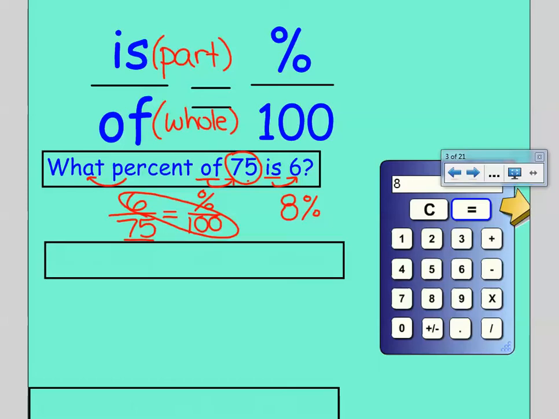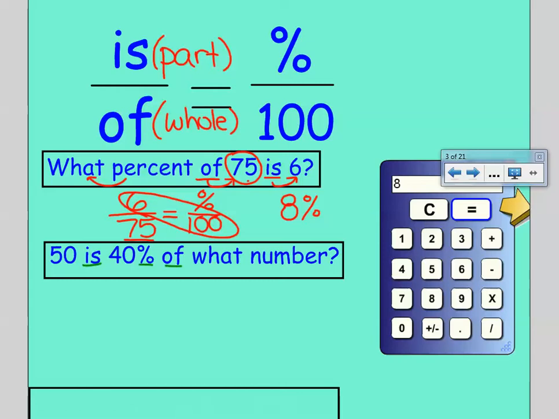Let me move everything up here. Now I have 50 is 40% of what number? So again, I'm always going to look for my keywords first. I have the word is, I have a percent symbol, and I have the word of. Now you need to start matching up what numbers are next to which keywords.